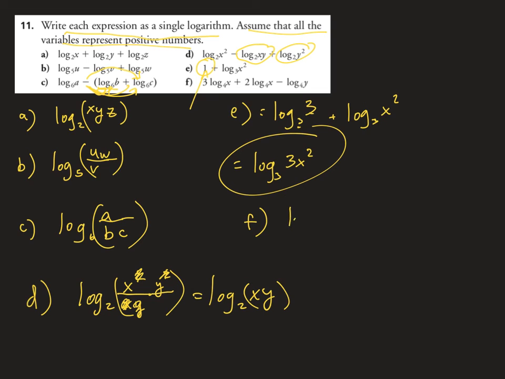F. This is going to be the log base 4 of x cubed, right? This 3 can come up here. Plus, so this is going to be times x squared, and divided by y. So that's just going to be equal to log base 4 of x to the power of 5 over y. There, that's it.